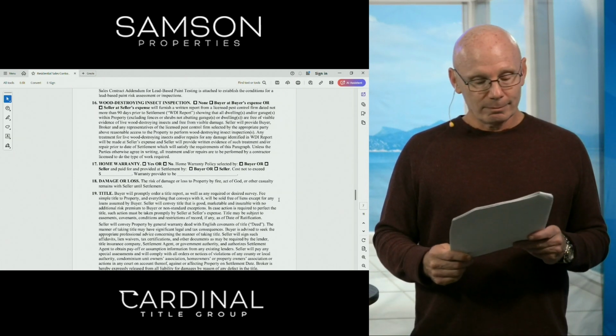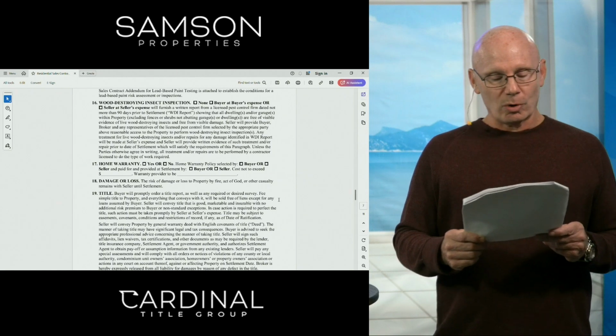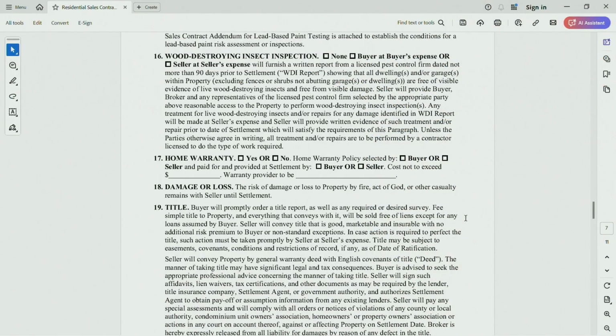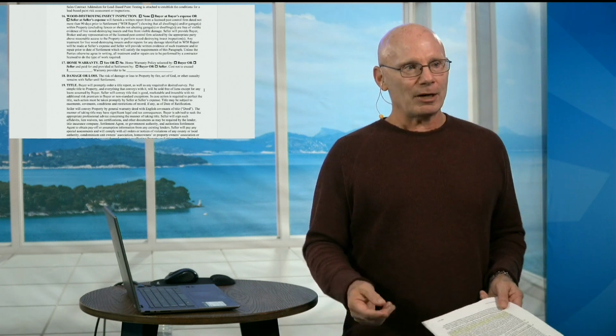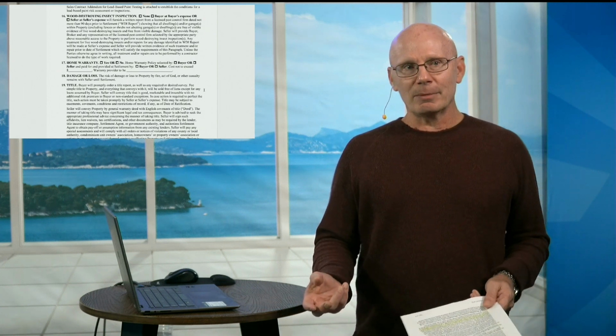That's home warranty. Paragraph 18 is damage or loss. So this is just a caveat that says the risk of damage or loss to the property by fire, acts of God, or other casualty remains with the seller until settlement. So things happen to properties. There's storms, especially if you live in Florida or North Carolina or Tennessee. But you can have storms, right? And things can affect the property when it's under contract. It's just because it's under contract, the property hasn't conveyed to the buyer, so it's still the seller's responsibility, right?